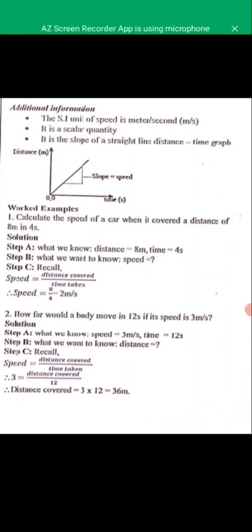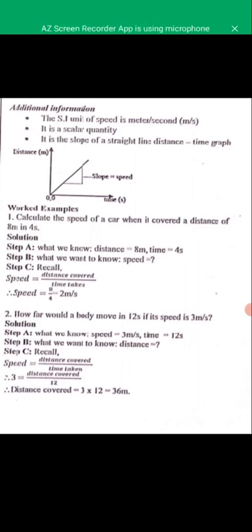Now look at the examples. Example 1, calculate the speed of a car when it covered the distance of 8 meters in 4 seconds. These are preliminary examples. I just want to take us through the preliminary stages before we go into the complex stages. We're going to end that part of motion tonight. Then our next class will move quickly to motion under gravity and projectiles.